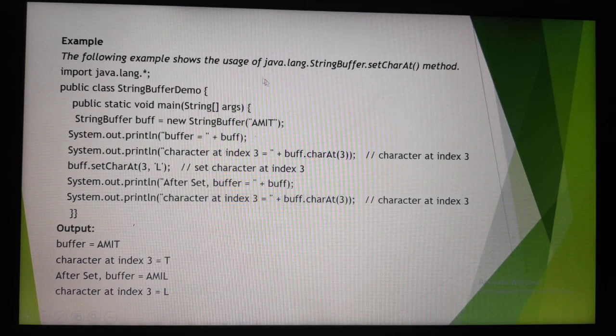replaced. Now here in this example you can see I have created one StringBuffer object, the mutable string Amit. Now this statement will print the string. Now the character at index 3, charAt(3), will return what is there at index 0 1 2 3, so it's going to return t. And now I'm replacing the character, setting another character, buff.setCharAt(3, 'l'). So here I have mentioned the index and here I have mentioned the character.